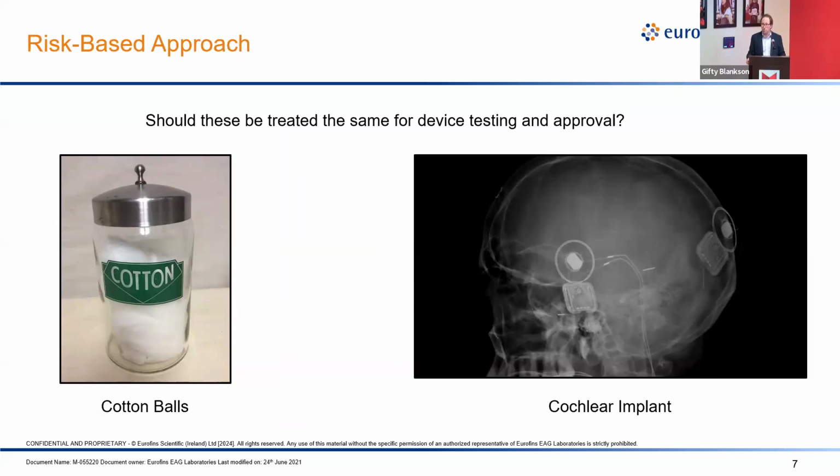So, risk-based approach. The big question here: should these be treated the same for device testing and approval? So, I apologize. I'm going to ask for a little bit of audience participation. I'll describe them first. We've got cotton balls on the left. These are being used with alcohol, wiped on your arm before you get an injection. On the right, we have a cochlear implant, permanent.